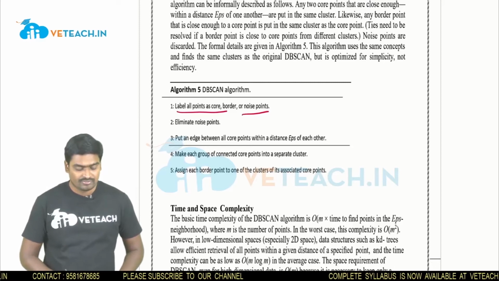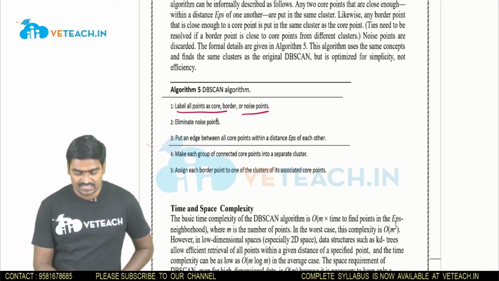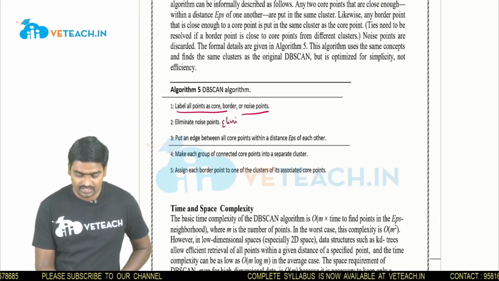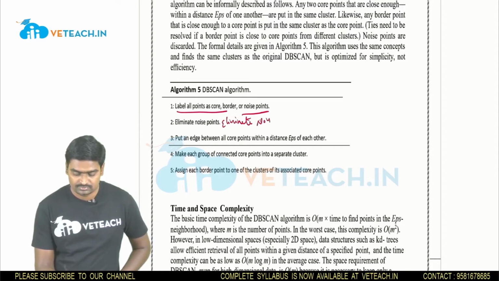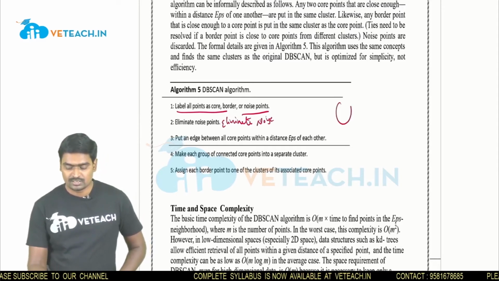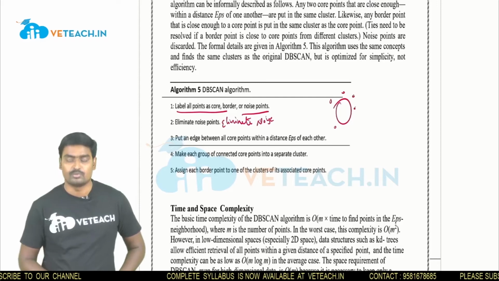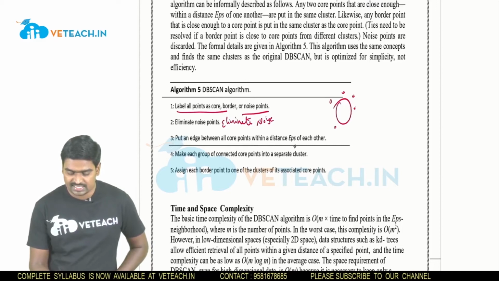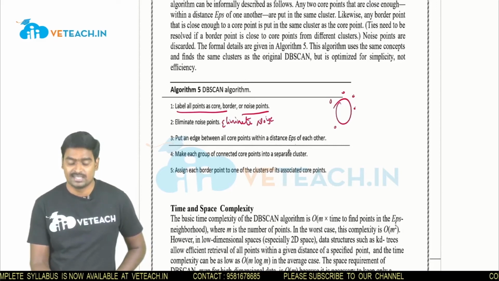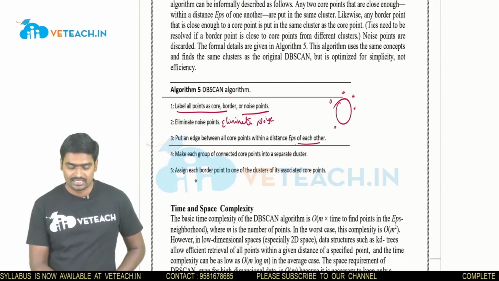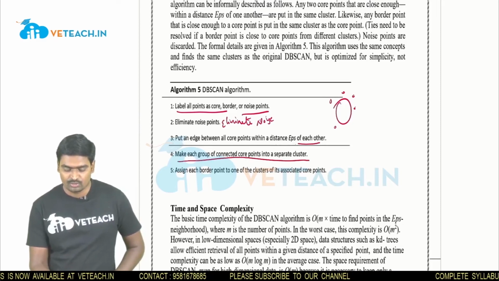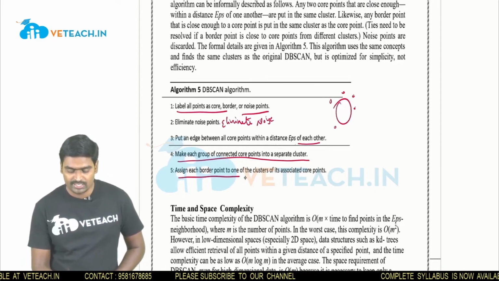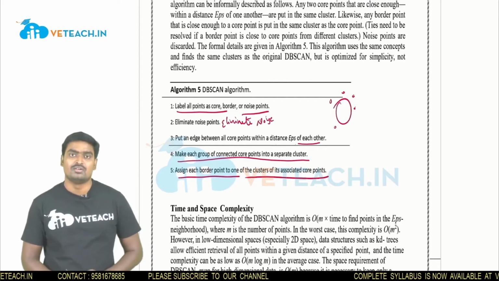After that, find the neighborhood and eliminate noise points. What are noise points? This is a noise point. Next, put an edge between all core points within the distance EPS, where EPS means epsilon, that is the radius, of each other. Then make each group of connected core points into a separate cluster, and assign each border point to one of the clusters of its associated core points.